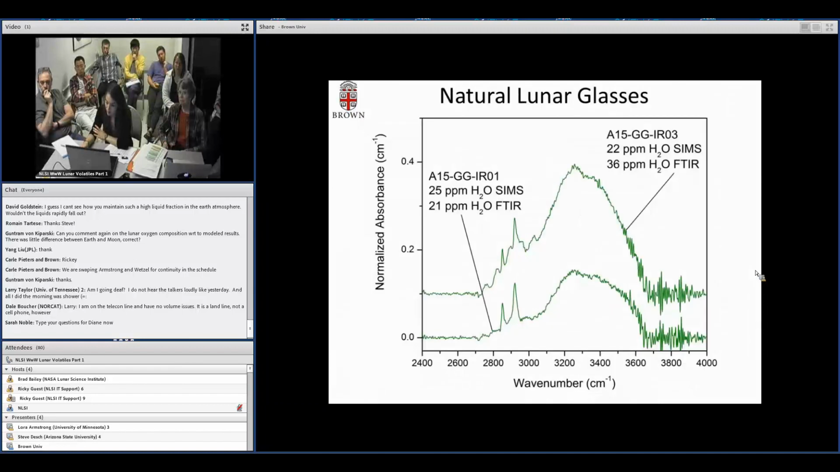So now that we have this consistent methodology to baseline correct the spectra, we can actually tease out water peaks in the natural lunar glasses. And so these are two green glasses that we've teased out the total water peak here. And we've used the absorption coefficient to calculate how much water there is dissolved with FTIR. And you can see that this matches very well with the SIMS data. So this is really nice that we can actually then connect the natural data to our experimental samples and see that we can actually tease out these water peaks.